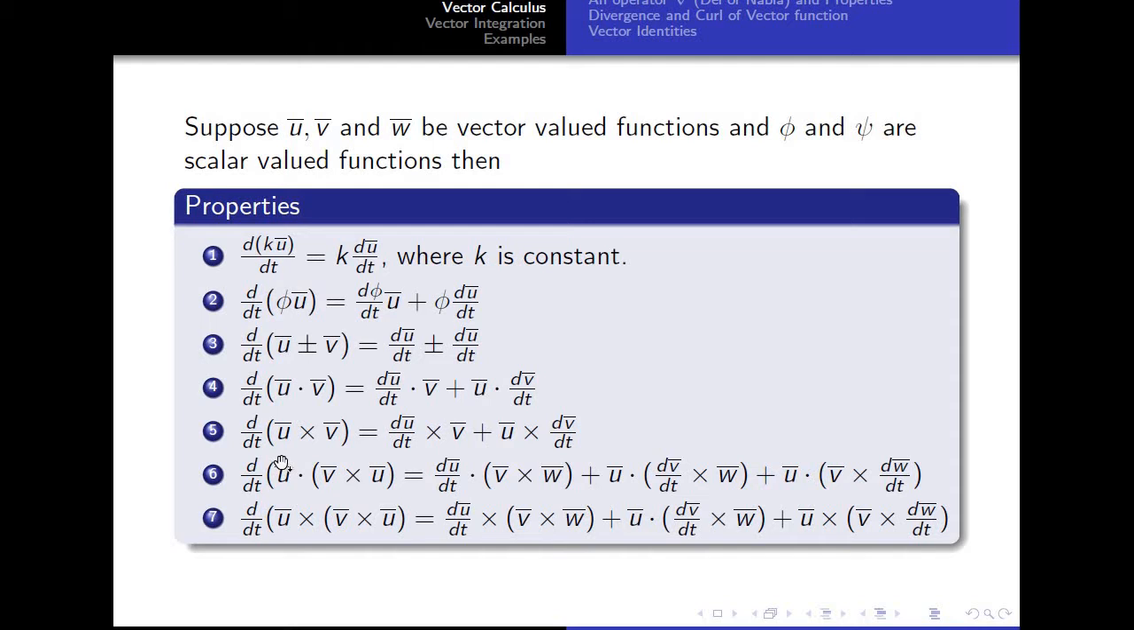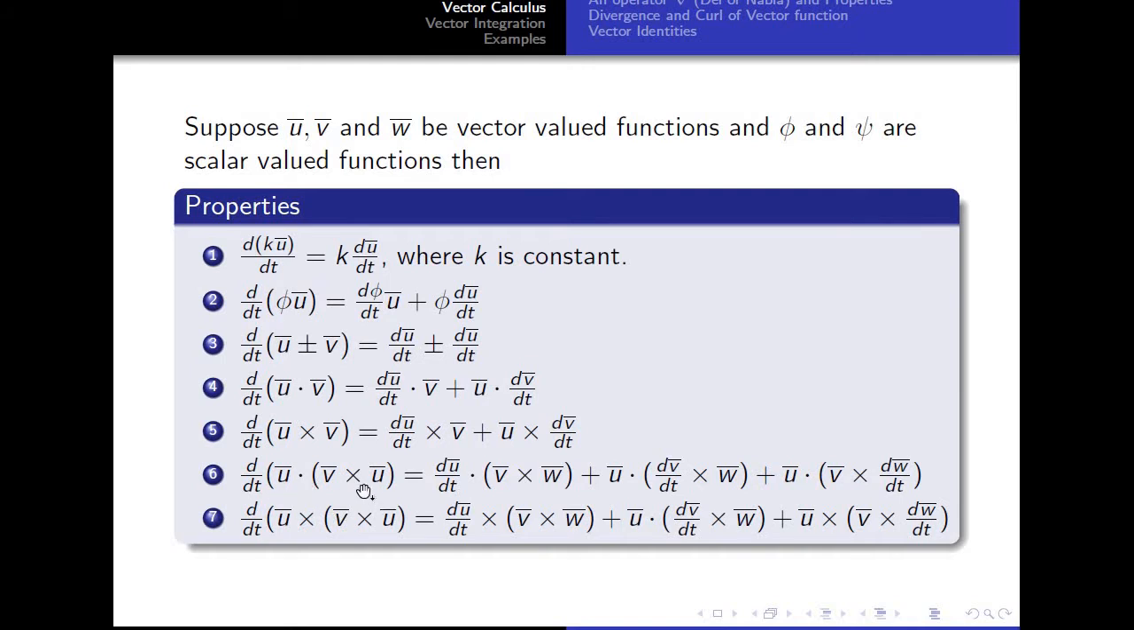If we find the derivative of the cross product of these two functions, then we find the derivative of the first function cross b bar as it is, plus we keep the first term as it is, cross product with the derivative of the second.